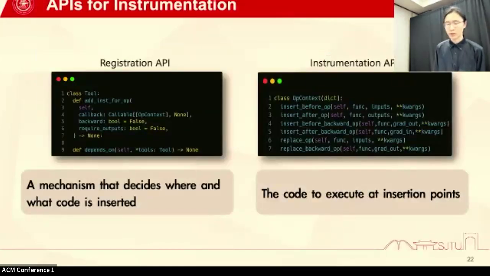And here are the main APIs we're providing. They're organized as the registration API and the instrumentation API, which we learned from previous instrumentation tools. The registration API is a mechanism that decides where and what code is inserted. And for the instrumentation API, that is just the code to execute or insert at the certain instrumentation points.